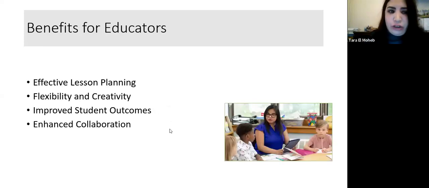Benefits for educators. Effective lesson planning. When the student is engaged in the lesson, the teacher is also happy. Because imagine a student is not happy in the lesson, and no matter what you do, he's not happy. Then the teacher is not happy either. The teacher should not work just for money, saying I want to earn more money. No, this is not the way at all. You should have a proper understanding of the material for you to make differentiated teaching happen.